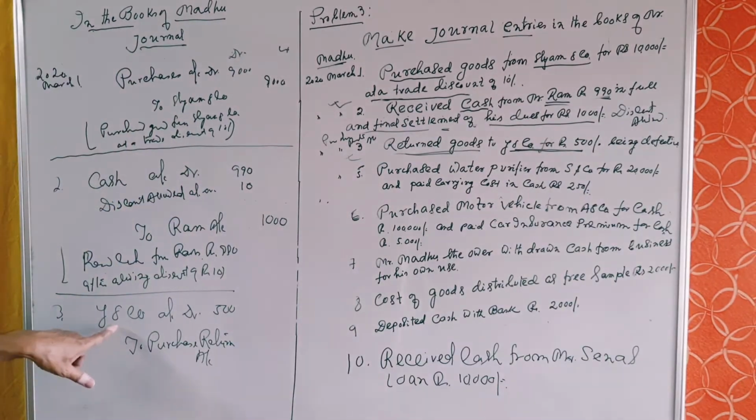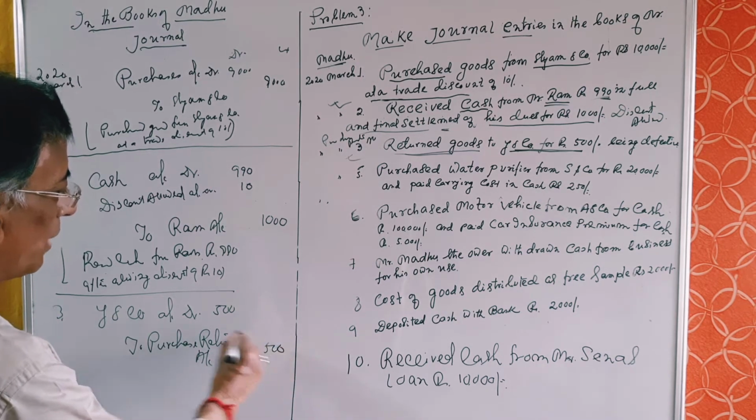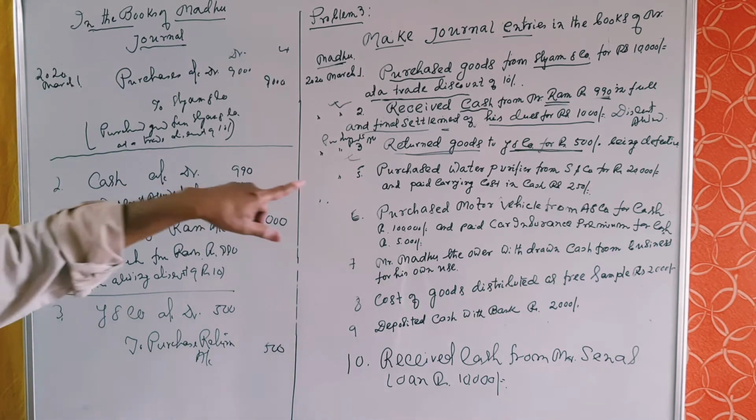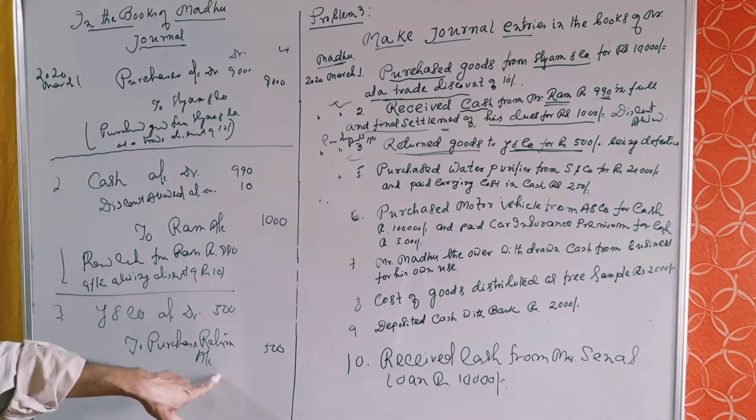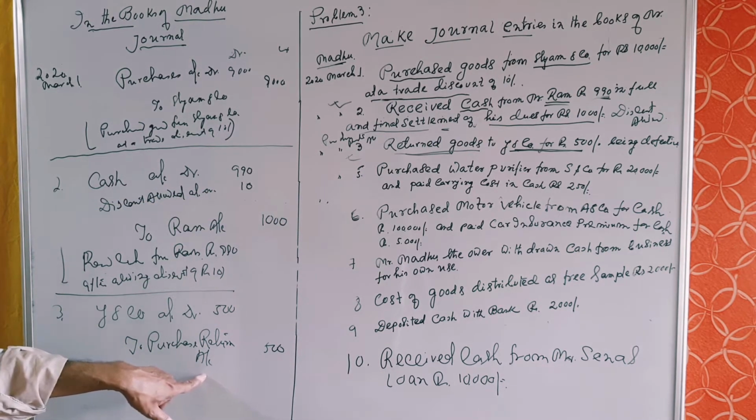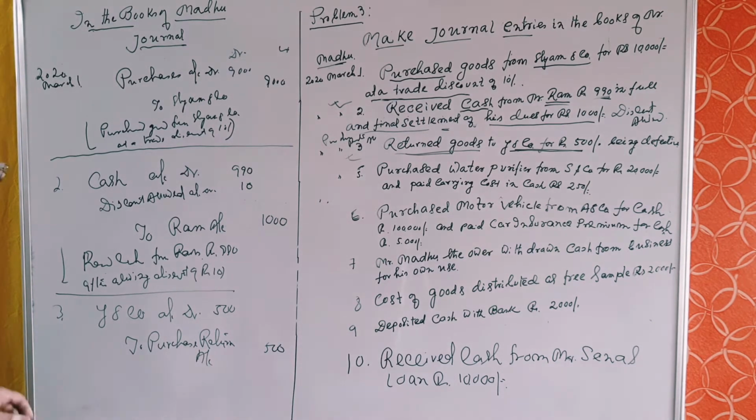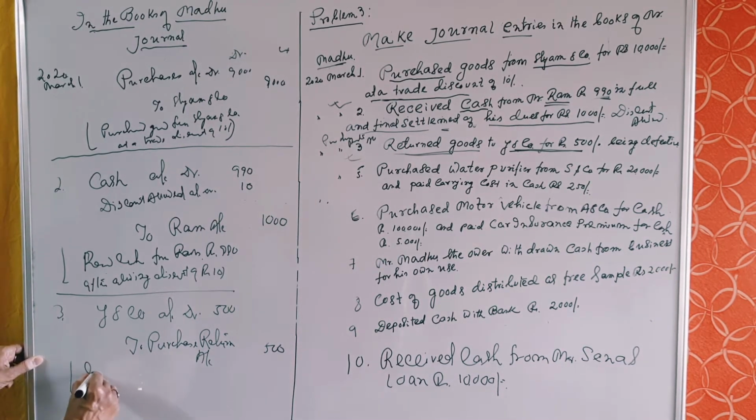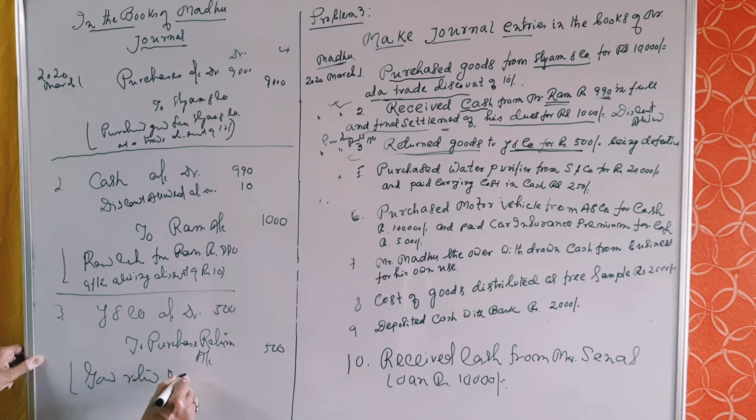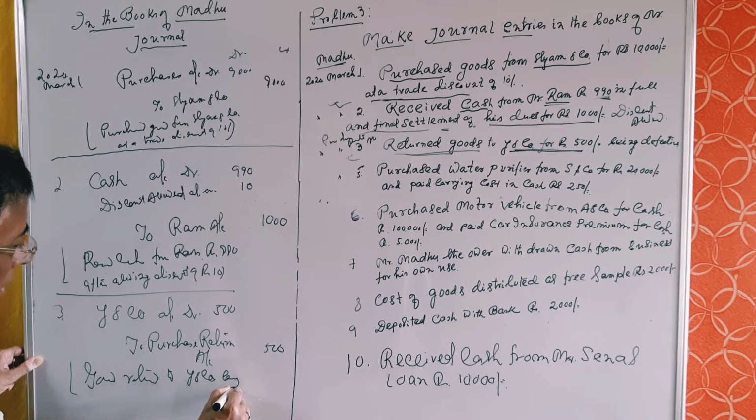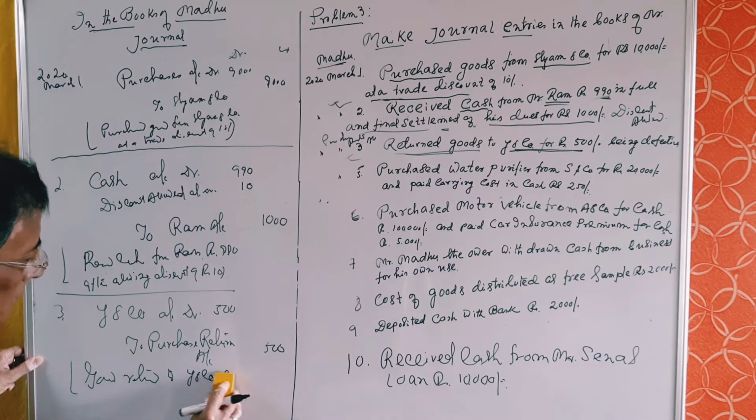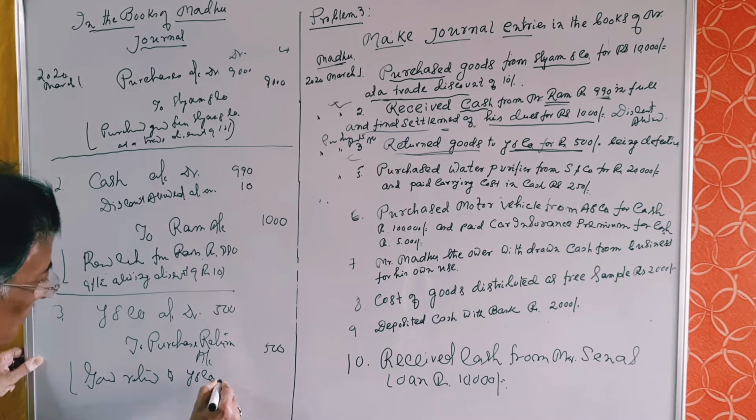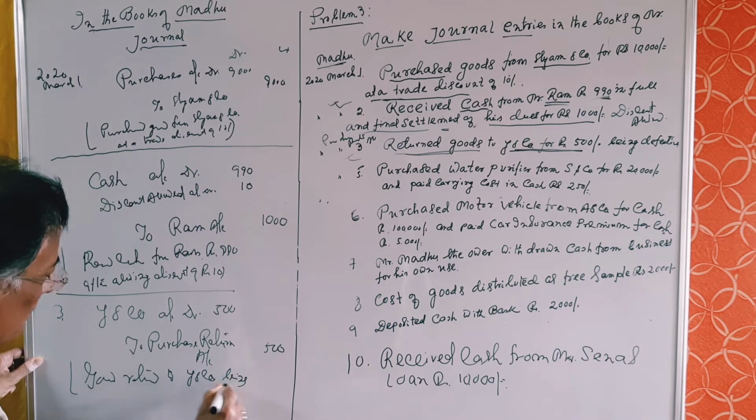So what is the entry here? Y and company account debit to purchase return account 500. When you do make purchases, we debit purchase account, and purchase return is reducing purchases. So we are crediting purchase return account to reduce purchase. Is it okay? What is the narration? Goods returned to Y and company being defective.